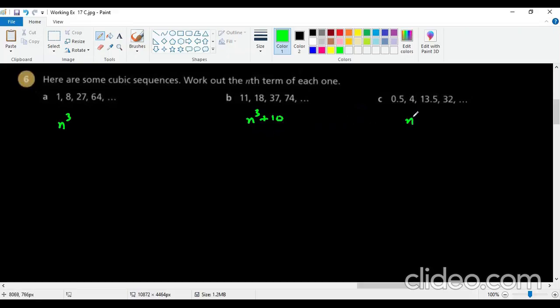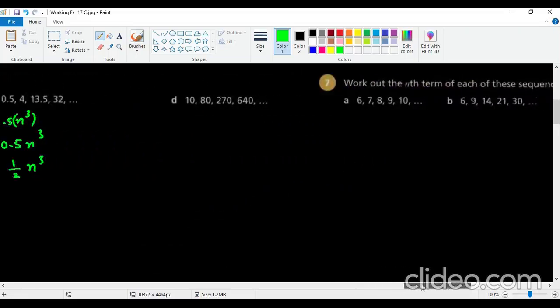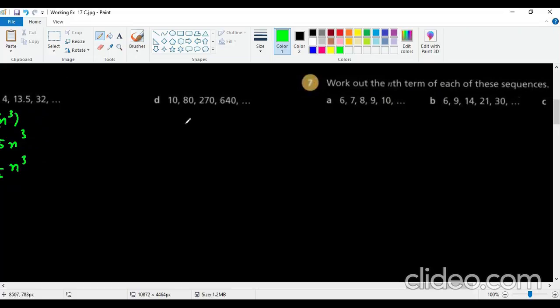Now in here, n cube is multiplied by 0.5 to make it a term rule. So this is going to be 0.5 n cube, or you can say 1 over 2 n cube. This is the term rule. Moving on to the next part of it. In here, n cube is going to be multiplied by 10 to give you a term rule.